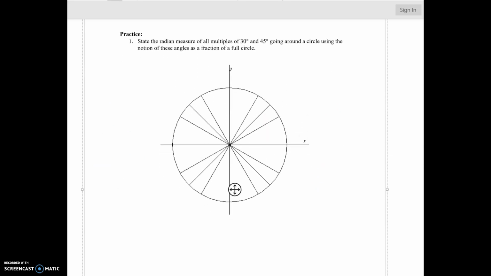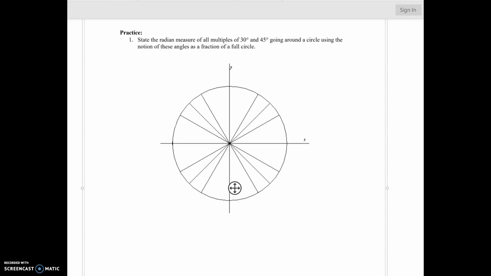Alright guys, so now let's try to practice a little bit. State the radian measure of all multiples of 30 degrees and 45 degrees going around the circle. So first of all, I know that right here I have 30 degrees. If I convert this 30 degrees into radians, it corresponds to pi over 6. Now, obviously, if I go up to here, it will be 150 degrees.